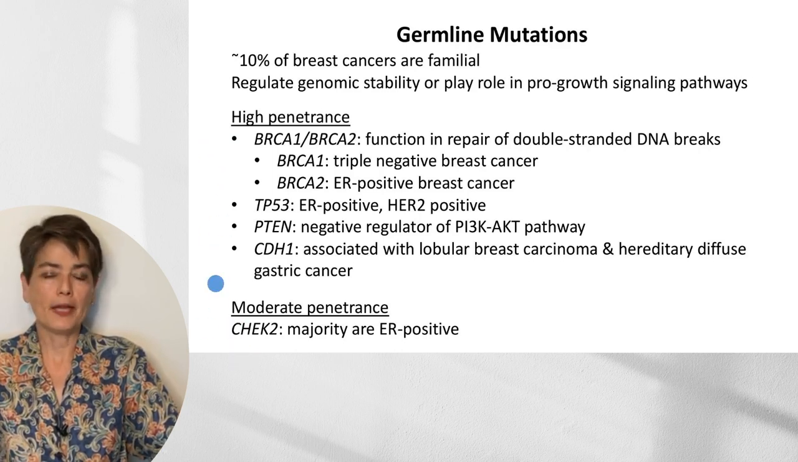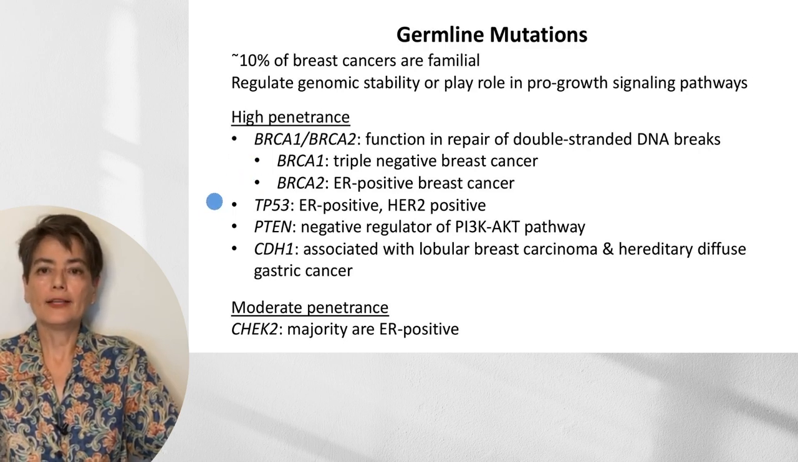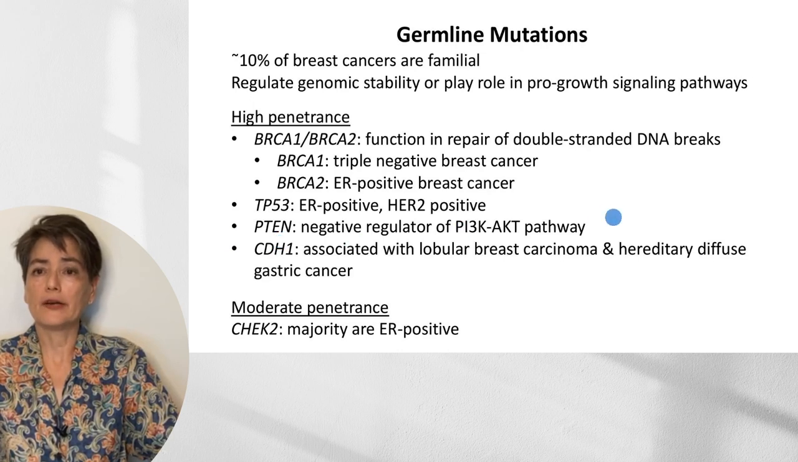So if you do have a patient with familial breast cancer, BRCA1, BRCA2 negative, it's worth checking out these other genes. So as you'll recall from our neoplasia chapter, BRCA1 and BRCA2 function in the repair of double-stranded DNA breaks, and they have the associations with these types of breast cancer. TP53, you're very familiar with. PTEN was also discussed in the neoplasia chapter. This is a negative regulator of the PI3K and AKT pathway.